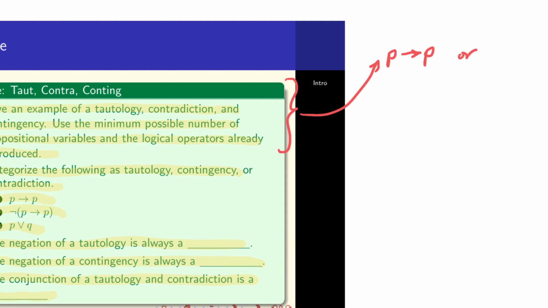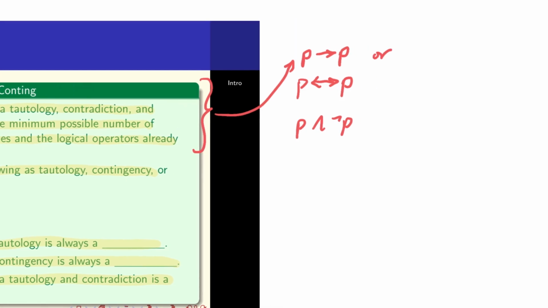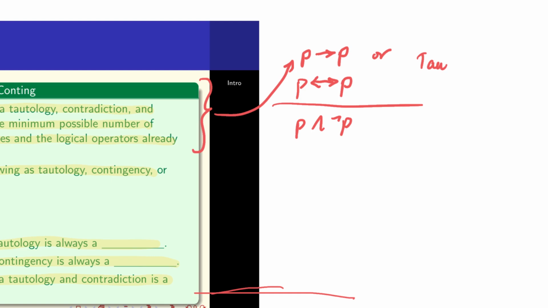This is video 15, where we're just solving the exercise introduced in the previous video. We want to give examples of a tautology, contradiction, and contingency using the minimum number of symbols. To get a tautology, I can't do it in any fewer symbols than P arrow P or P biconditional P. Either of those would count as a minimum number of symbols.